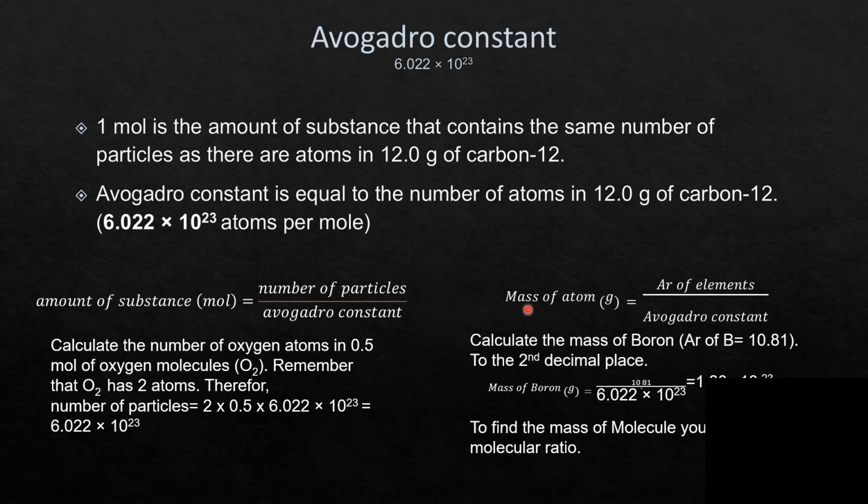To continue to calculate the mass of atoms, we do the atomic ratio of an element divided by 6.022 times 10 to the 23. To calculate the mass of boron with the atomic ratio of 10.81 to the second decimal place, the mass of boron will be equal to the atomic ratio of element boron 10.81 divided by Avogadro's constant 6.022 times 10 to the 23, which is equal to 1.8 times 10 to the minus 23 grams. Also check this out yourselves.